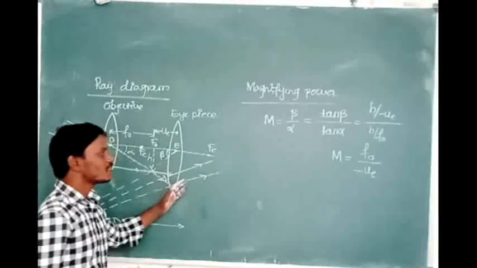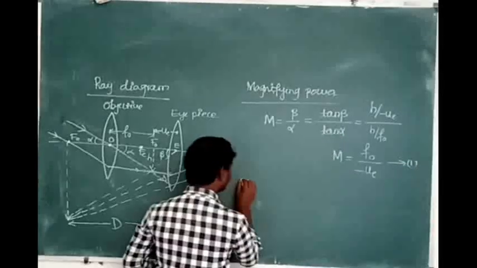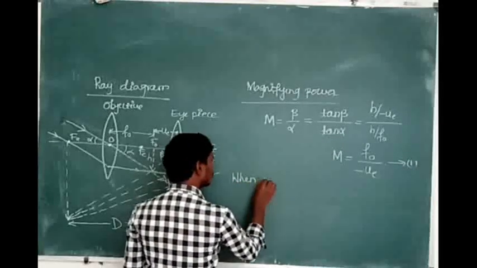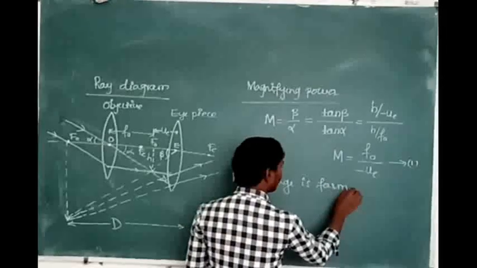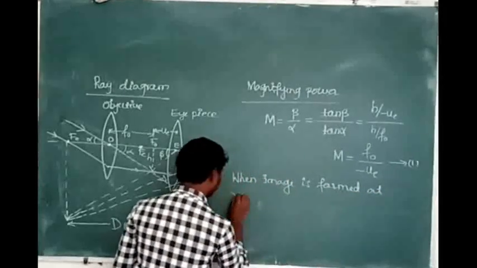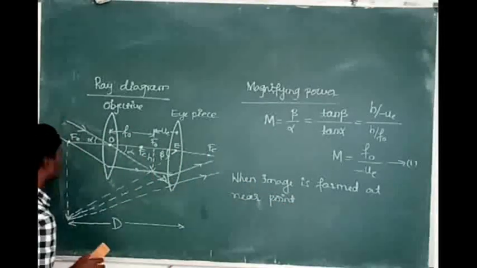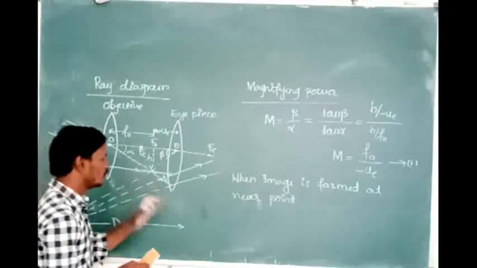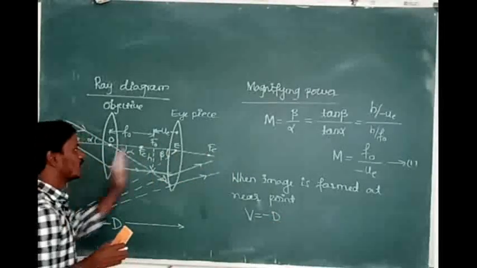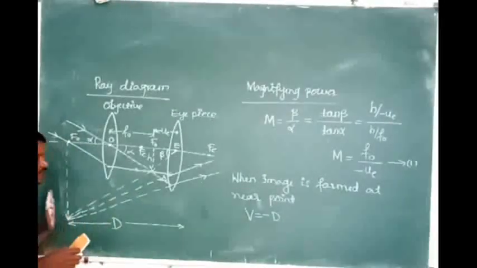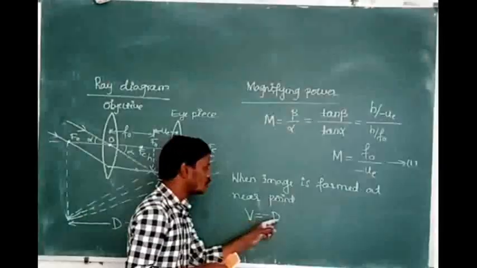I will take it as equation number 1. When the image is formed at the near point, then the distance of the final image from the eyepiece can be taken as v, that v is equal to minus of d. Why is it minus of d? Because it is at the left side of the eyepiece now. If we measure distances on the left side, we have to take that distance as negative. Then v is equal to minus of d.